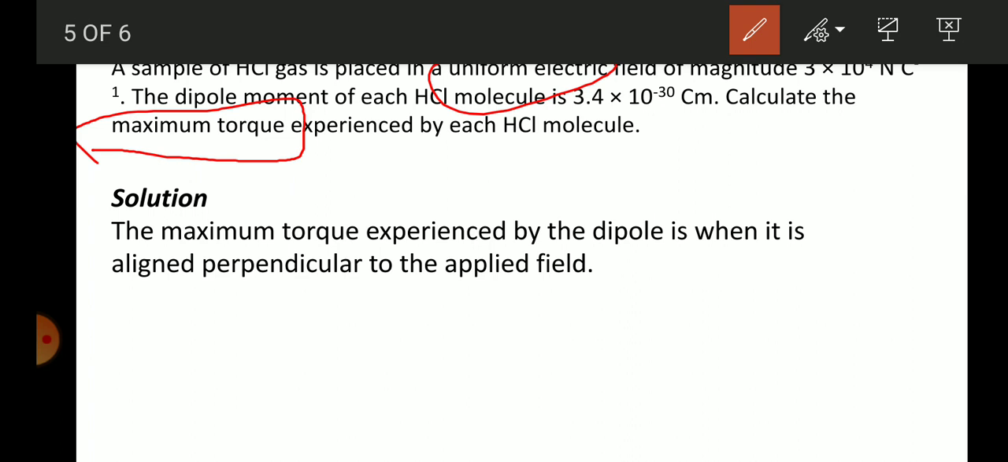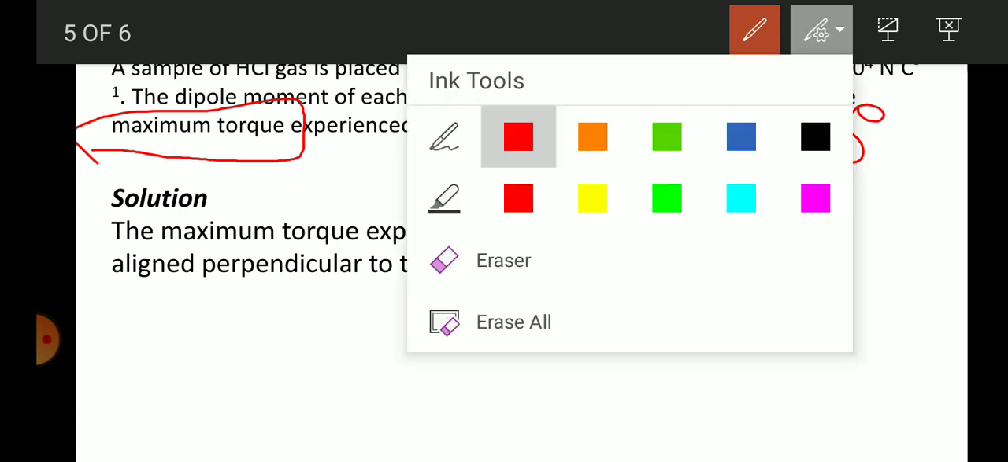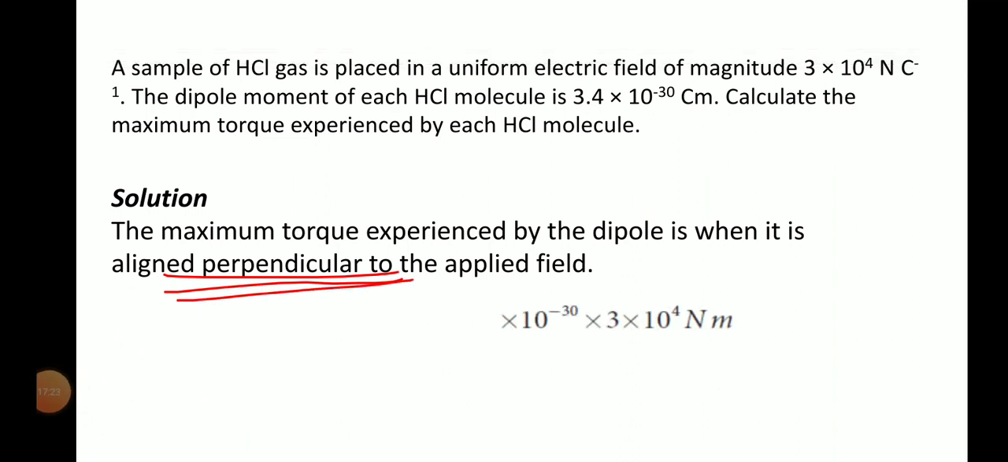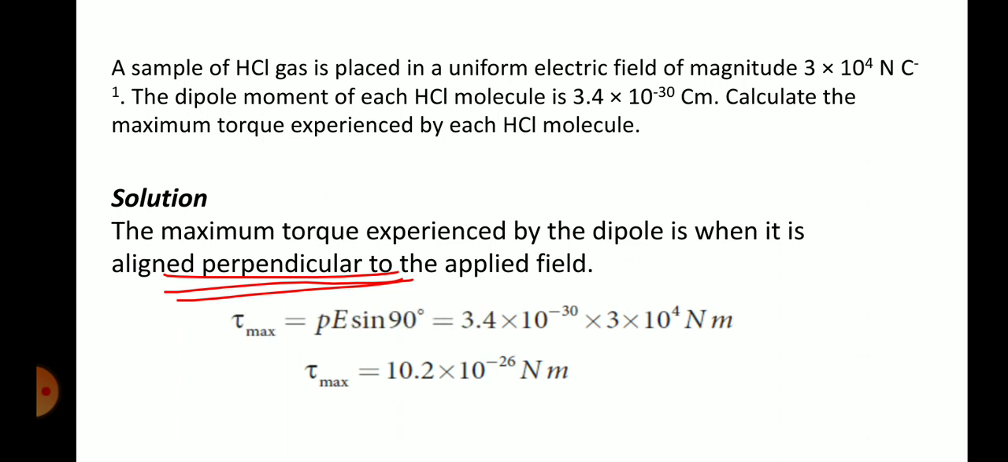The dipole experiences the maximum torque when theta is equal to 90 degrees. That is what I told you previously. The maximum torque experienced by the dipole is when it is aligned perpendicular to the applied field. Then the formula is PE sin theta. The theta value is 90 degrees, and sin 90 degrees is equal to 1.